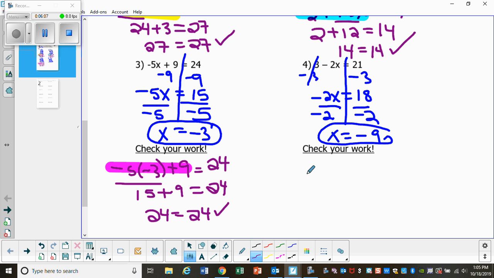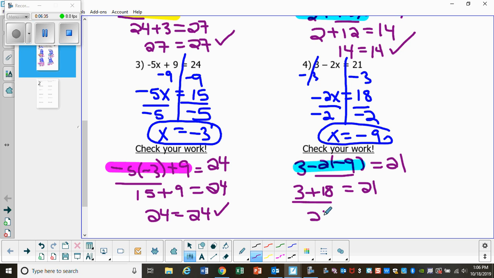Now we're going to check our work. So we're going to replace x with negative 9. And we're going to see that when we follow PEMDAS on the left side here, it should equal 21. So PEMDAS says to multiply first. Be careful here because you're multiplying a negative 2 times a negative 9, which is a positive 18. So that negative sign goes away. PEMDAS says to add next. 3 plus 18 is 21. And since the left side equals the right side, we are in balance, and it works. Check.